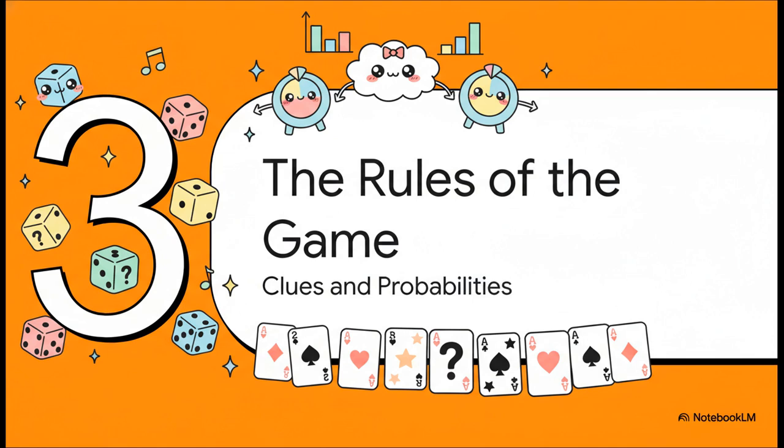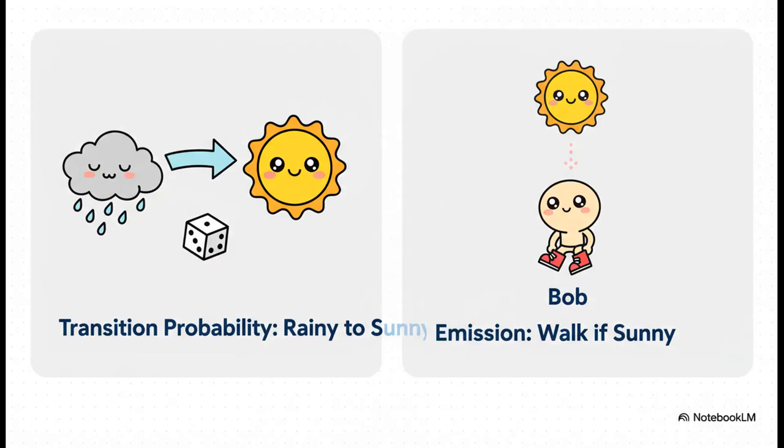Okay, but for an HMM to work its magic, it can't just guess blindly. It needs some inside information. It needs to know the rules of Bob's world. And in statistics, rules is just a fancy word for probabilities. It needs to know the chances of certain things happening. The model relies on two key types of clues. First up, we have transition probabilities. This is all about the hidden state itself. Pretty simple. If you know it's rainy today, what's the chance it'll be sunny tomorrow?